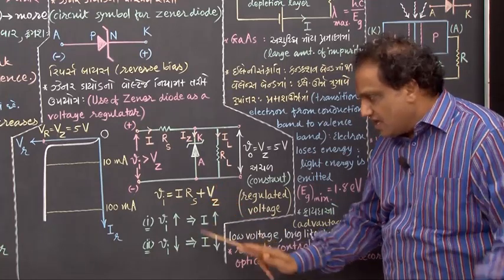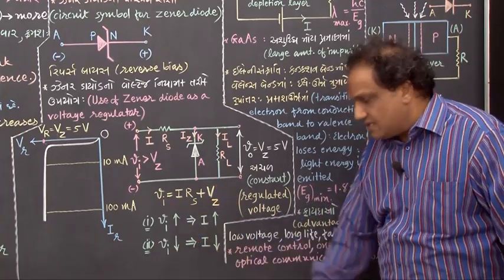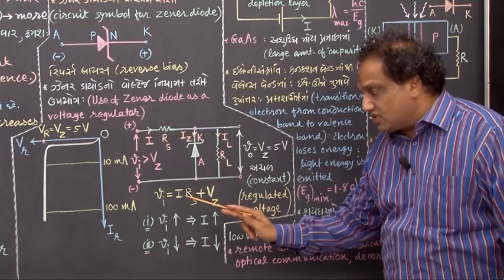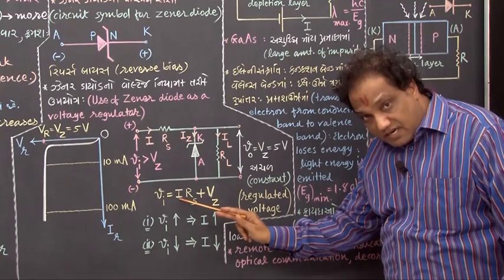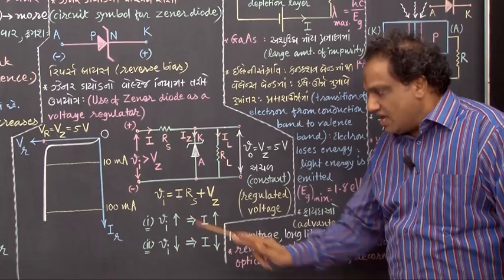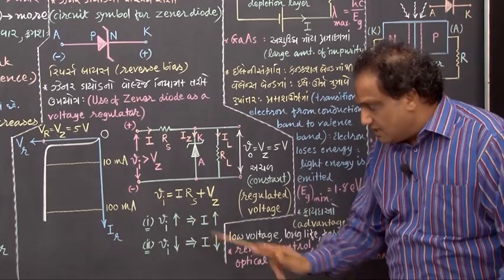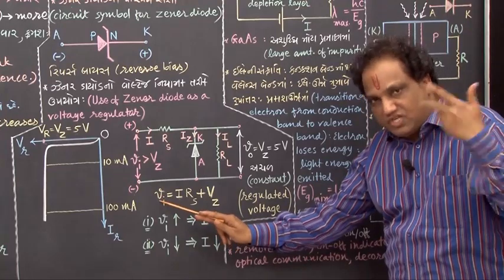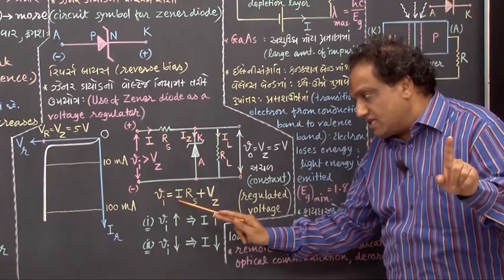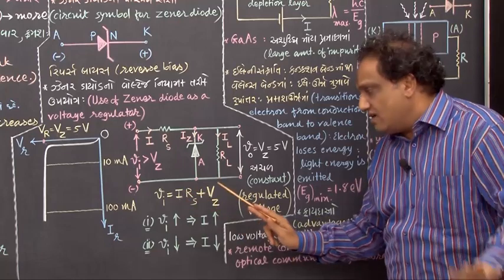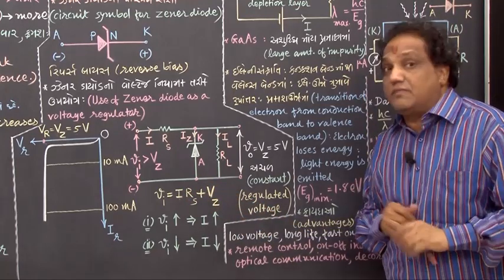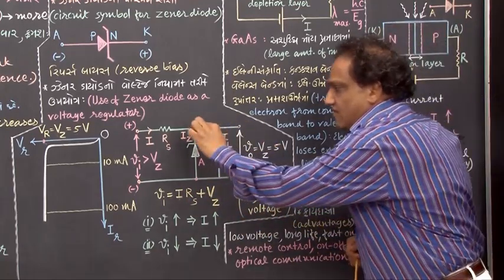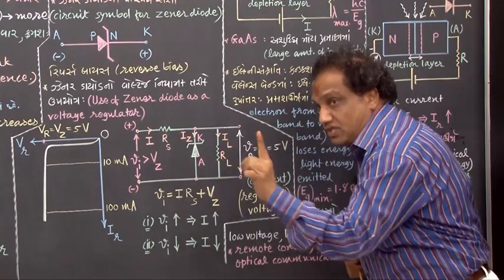What does it mean? If input voltage will increase, then it will cause increase in this current. So current I will increase. If input voltage decreases, then this current will decrease. So this input voltage may change. Depending upon that, this current will change. But so far Vz is concerned, Vz is remaining constant. So potential difference between these two terminals will remain constant.